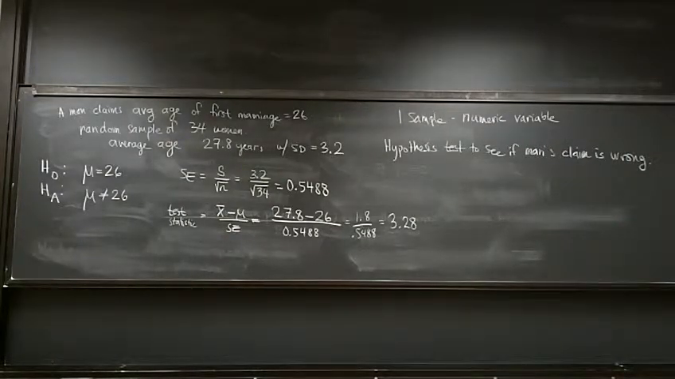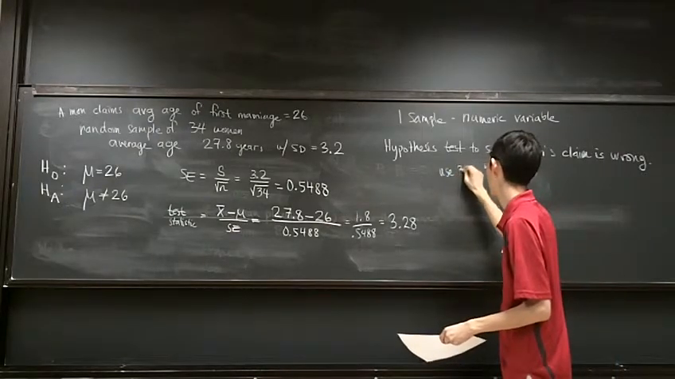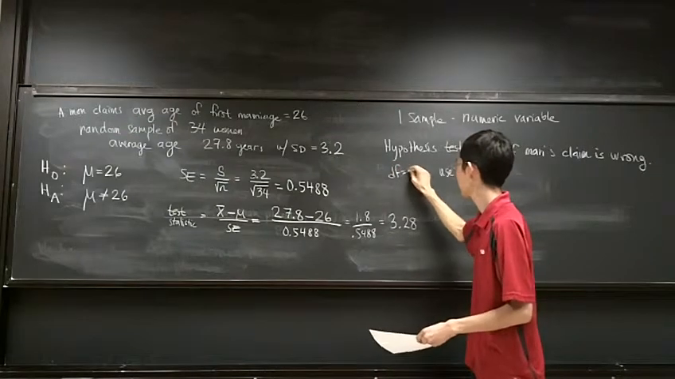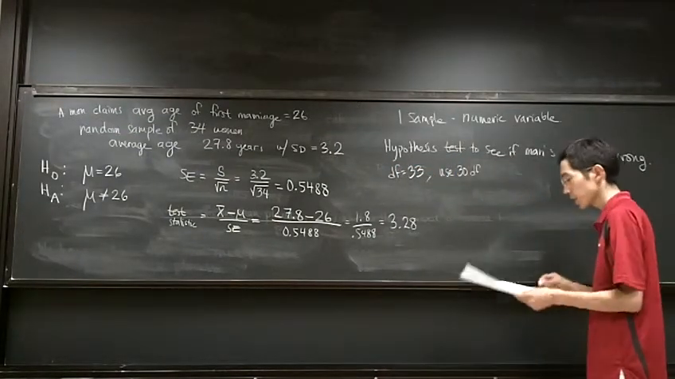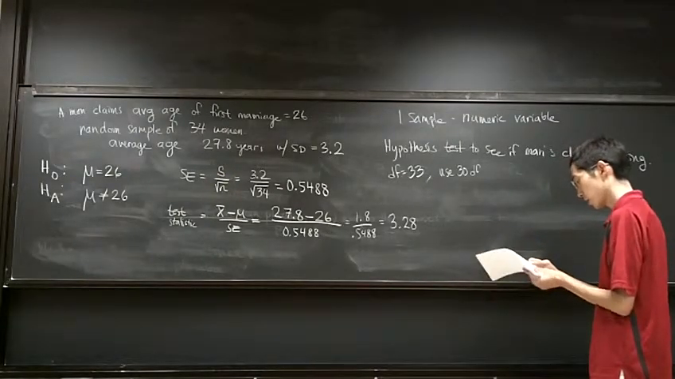How many degrees of freedom do I have? 33. So I have 33 degrees of freedom, but we don't see 33 degrees of freedom in the table, so we use 30 degrees of freedom. Degrees of freedom equals 33, but we use 30 degrees of freedom, and we're looking for 3.28. And what do we find?